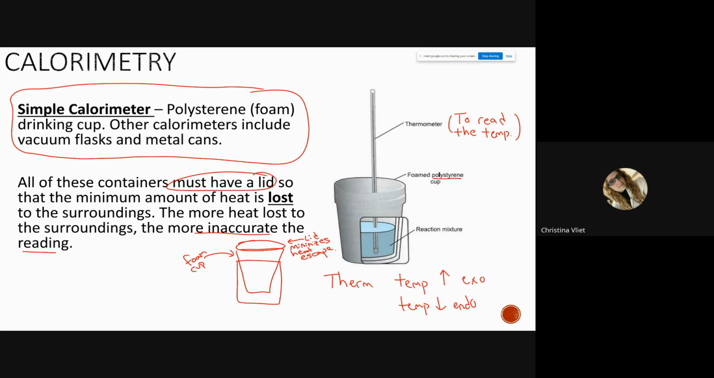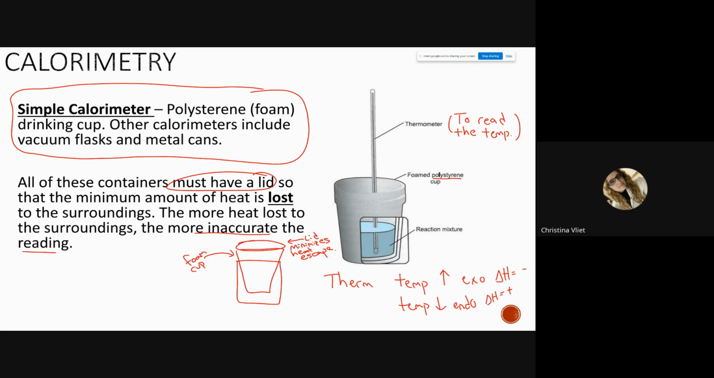You should write this down. If the temperature goes up, you have something exothermic, which means your delta H will be negative. And if the temperature goes down, this is endothermic, which means your delta H will be positive. Yes? Okay, so this is the lab. This is the lab you're going to see on Wednesday.